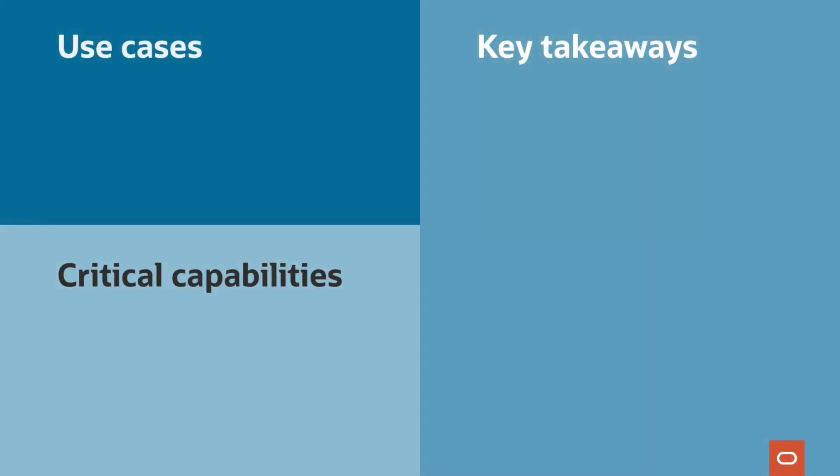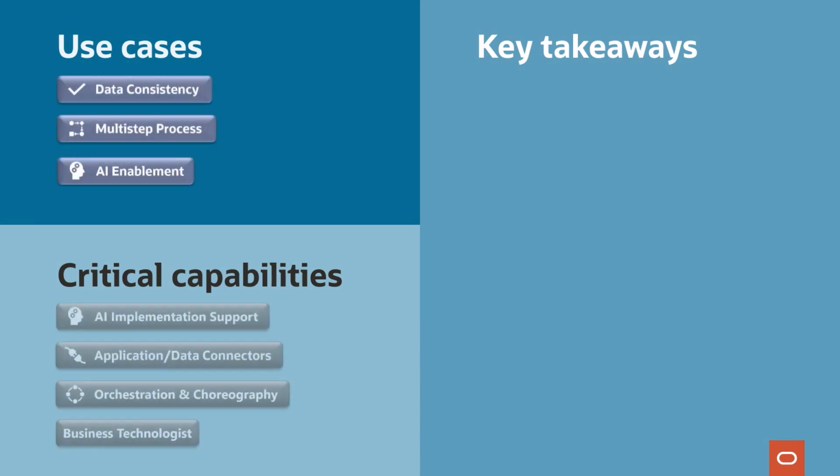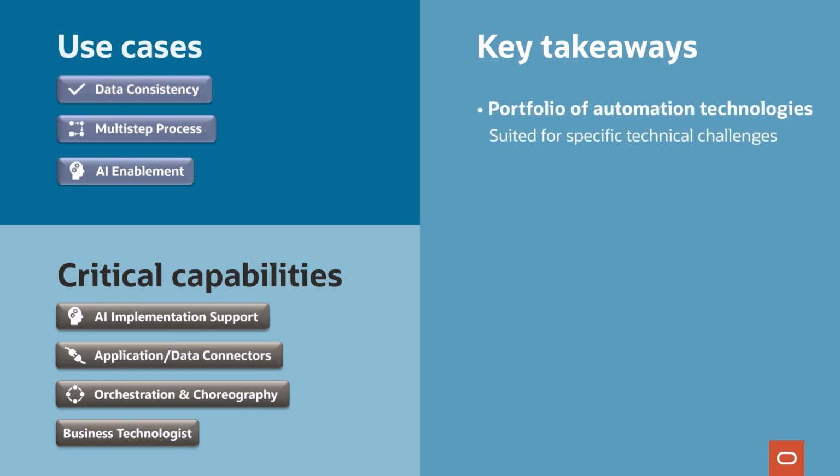This part of the demo illustrates several use cases and critical capabilities. Here are the top 3 takeaways. Oracle integration includes a portfolio of automation technologies suited for specific technical challenges, such as robots and decisions. Incorporating all of these automation components in a unified OIC project workspace simplifies management and governance and makes the best use of existing skill sets.